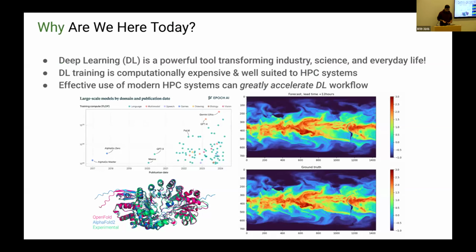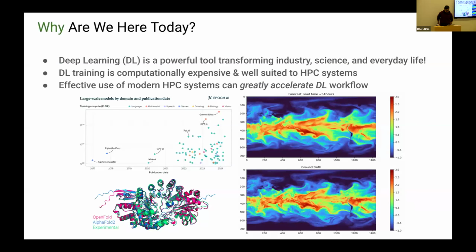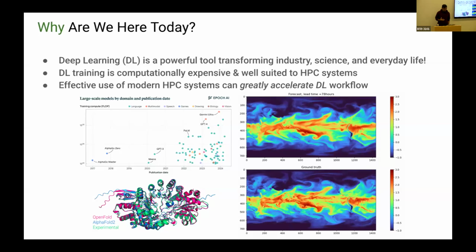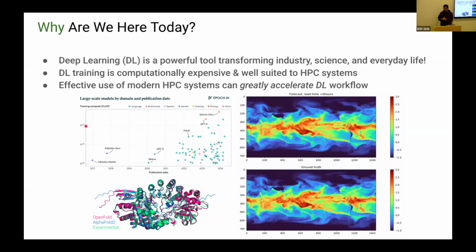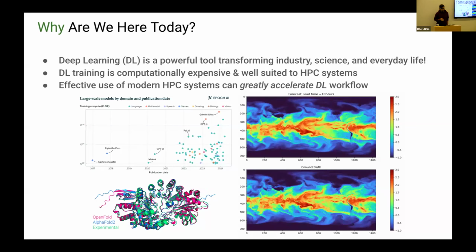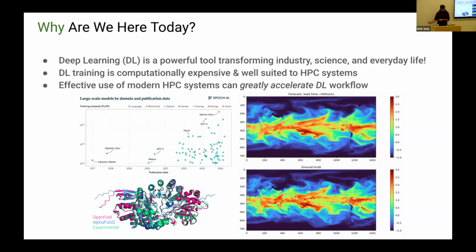So why are we here today? Hopefully, most of you know that deep learning is a powerful tool that's transforming industry and science. But training deep learning models is computationally very expensive. For example, training some of the largest language models today takes more than 10 to the 25 compute flops. But training deep learning models is very well suited to HPC systems. And basically, if you're able to effectively use modern HPC systems, then you can greatly accelerate your deep learning workflow.